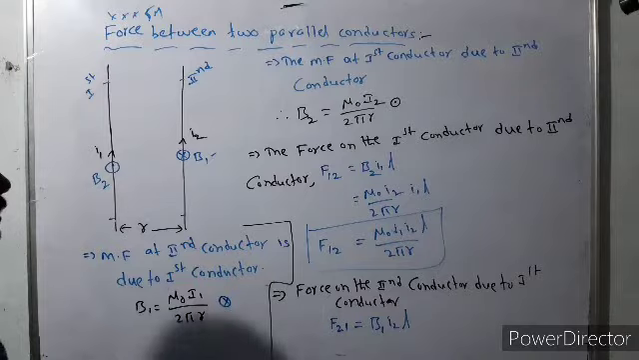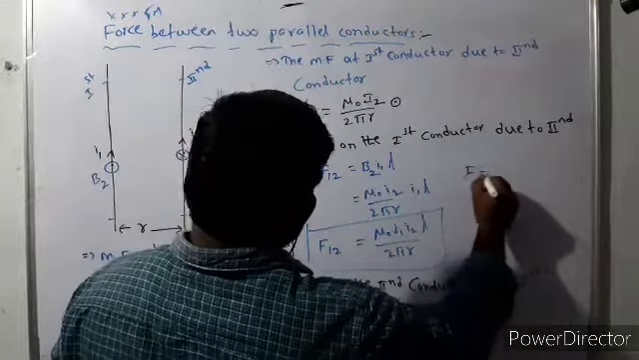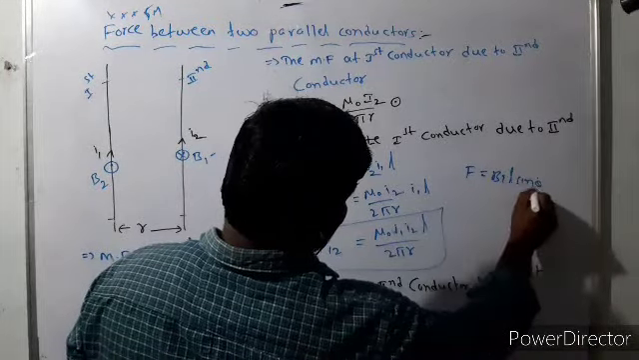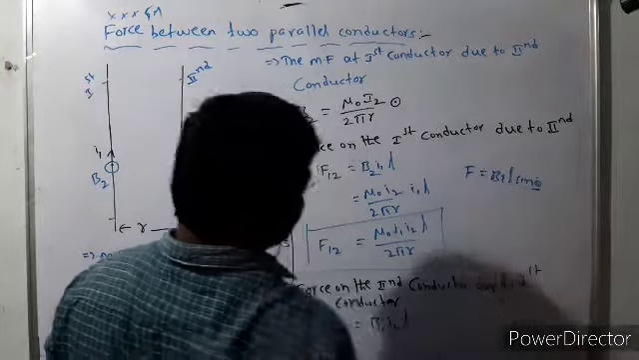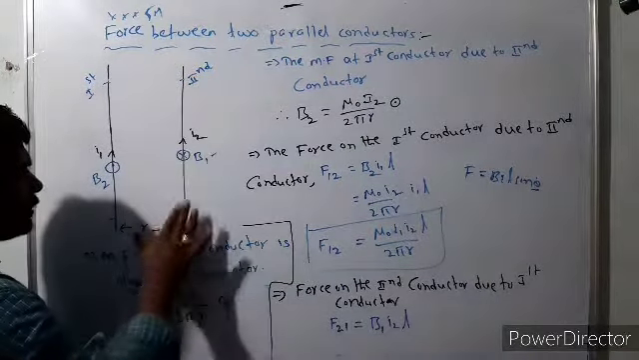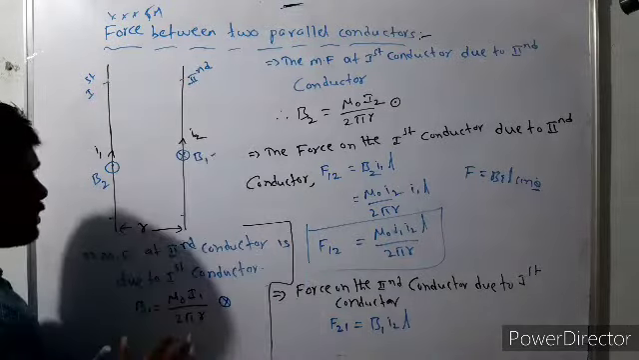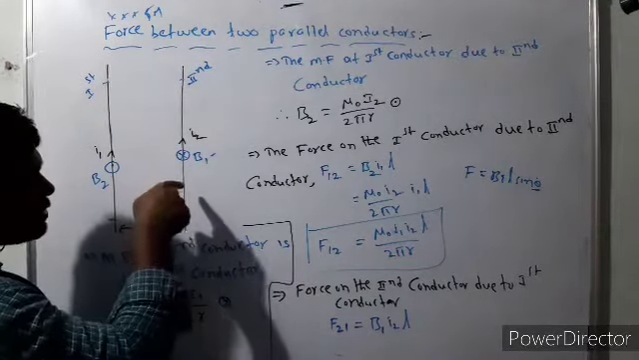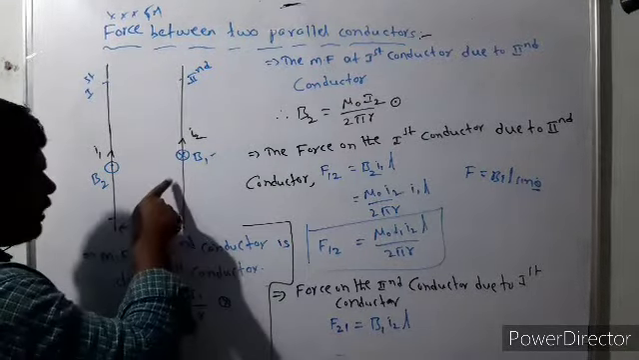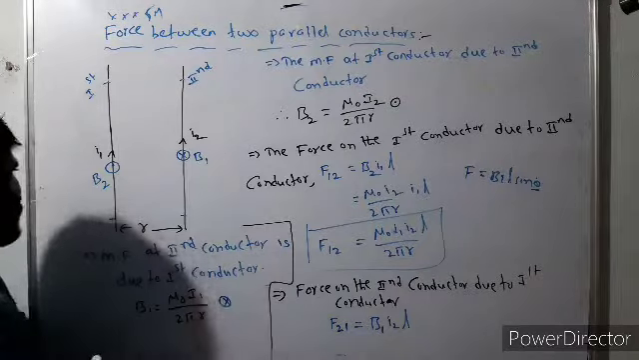Why are we not taking sin theta? The general force on a conductor formula is F is equal to BIL sin theta, where theta is the angle between the length of the conductor and the magnetic field. If you observe here, the two conductors are in the plane of the board. The magnetic field is perpendicular to the plane of the board. Here the angle between length and magnetic field is 90 degrees.